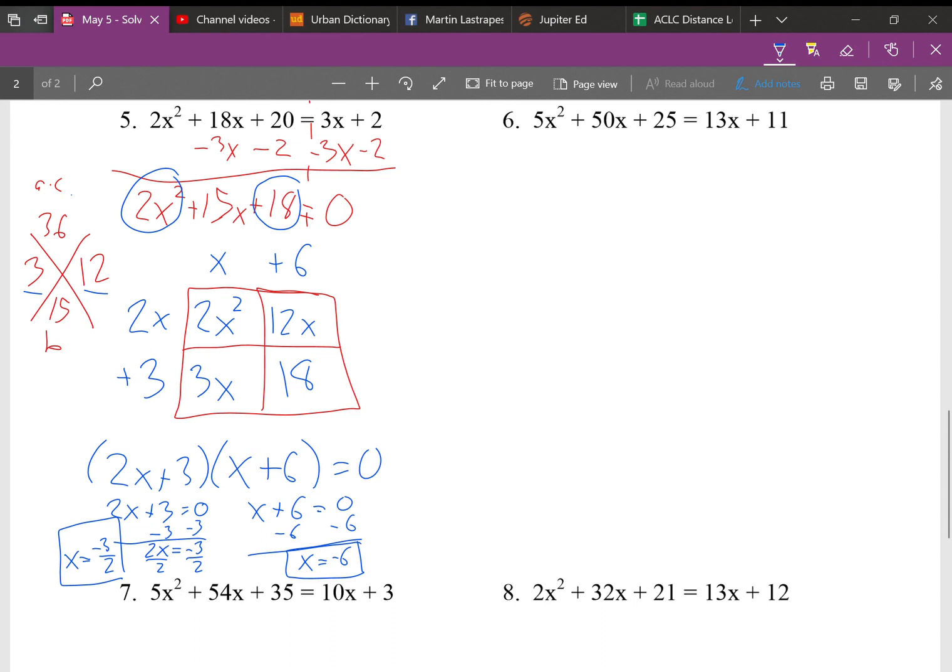Kind of like what we've been seeing recently, all of the problems on this page were all positive numbers. You can guess that on the next one we're going to see some negative numbers, but that's for the next video. So, all right, that's all for now.